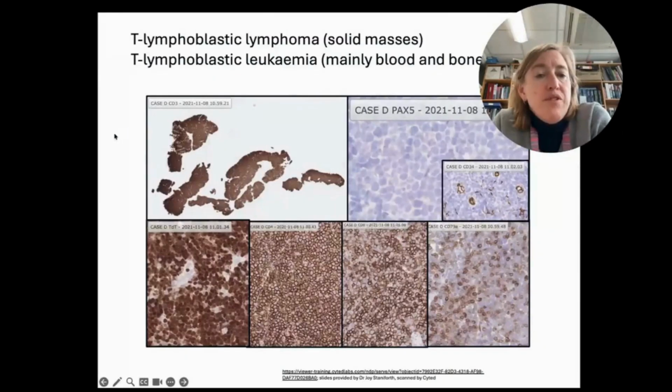That's just an example of some of the other stains, which reminds me to say that PAX5 is the B-cell marker that you need to be clear is negative, unless it's something that's of ambiguous lineage.